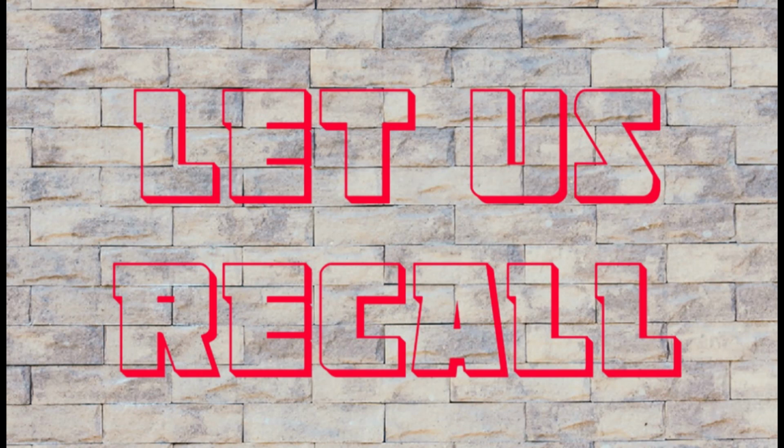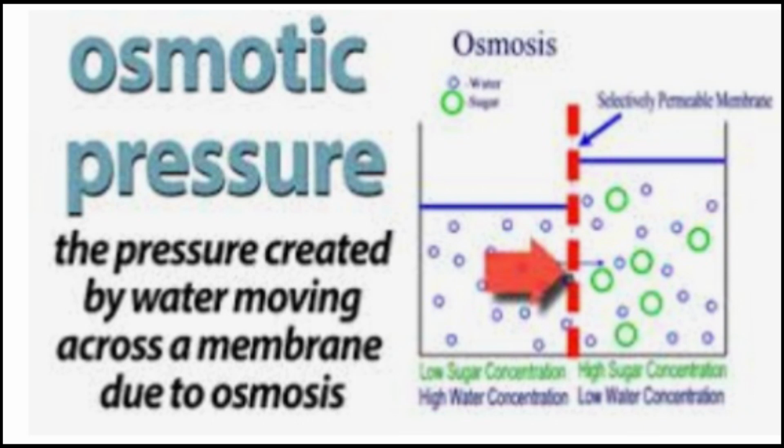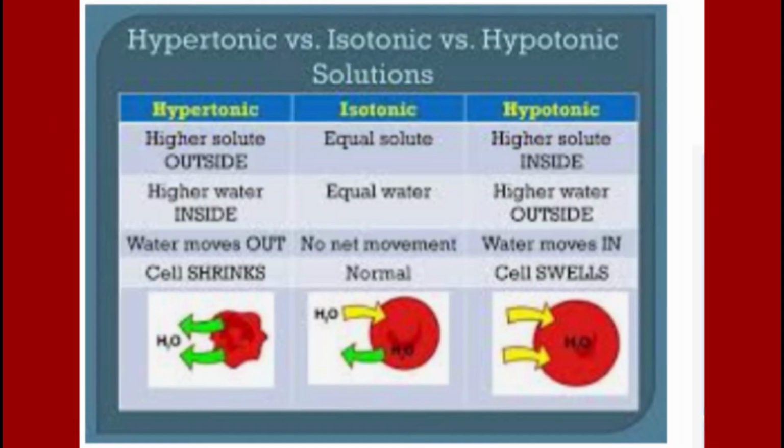What is osmotic pressure? Osmotic pressure of a solution is a measure of its tendency to take in water by osmosis. Tonicity, the relative concentration of solutions that determines the direction and extent of diffusion, is called tonicity. Based on it, the solutions can be of three types: isotonic, hypotonic and hypertonic solutions.